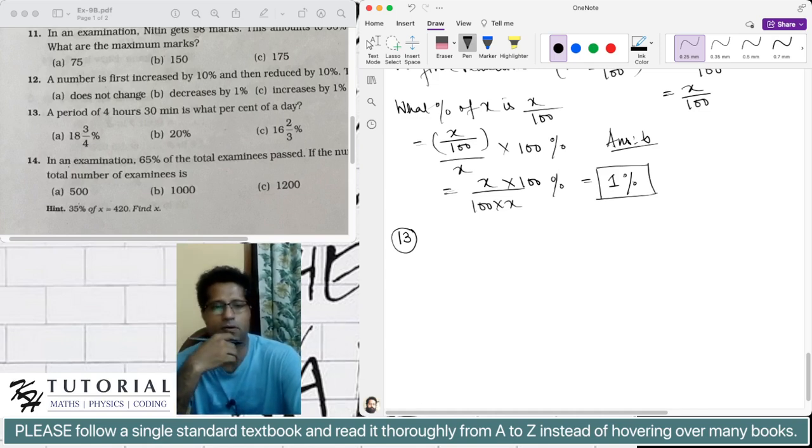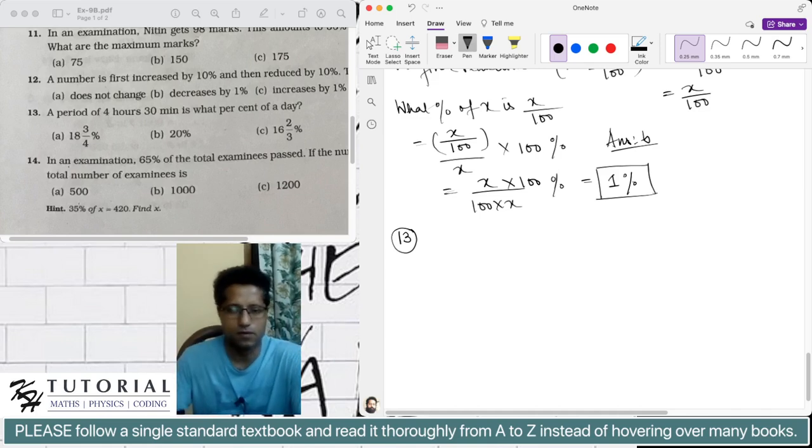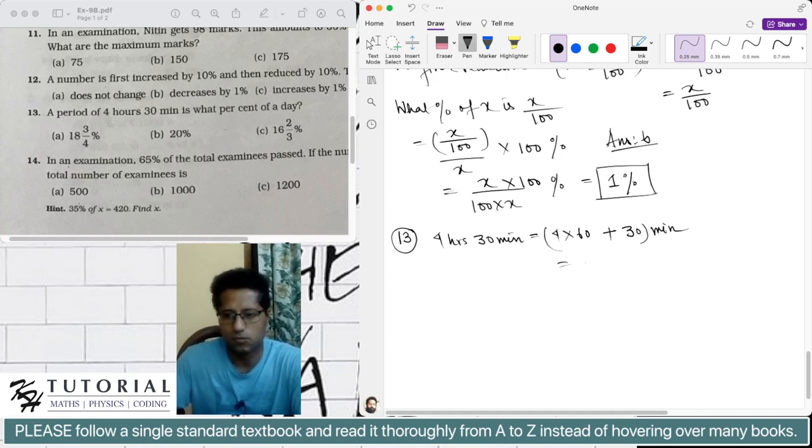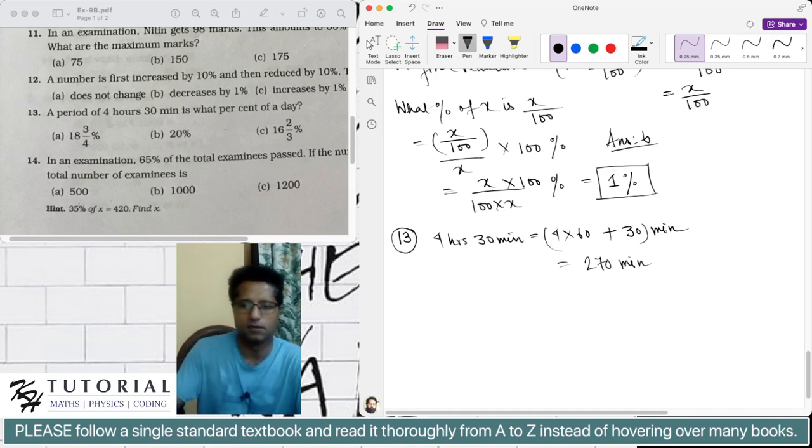So it is better that we convert both the units to minutes. Let's first convert 4 hours 30 minutes. 4 hours means 4 into 60 minutes. So 4 into 60 plus 30 minutes. This is equal to 240 plus 30, that is 270 minutes. So 4 hours 30 minutes is equal to 270 minutes.